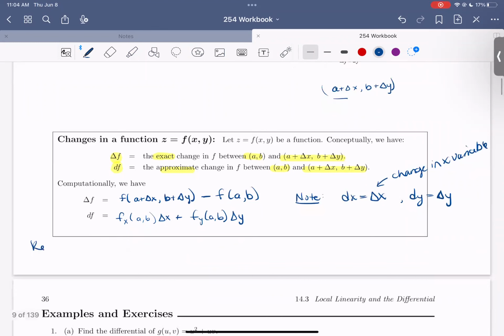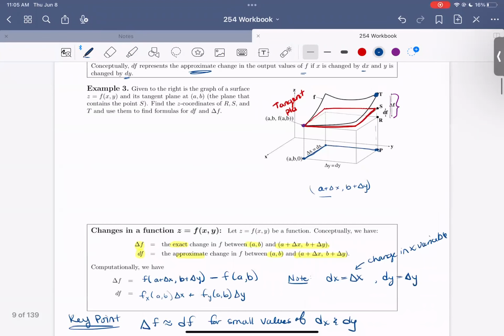Now the key takeaway is the following: we can approximate the change of f by using the differential df. And this approximation gets really good for small values of dx and dy. So if we don't vary too much from our initial starting point, then using this differential, this tangent plane, to approximate our function is going to be pretty good.